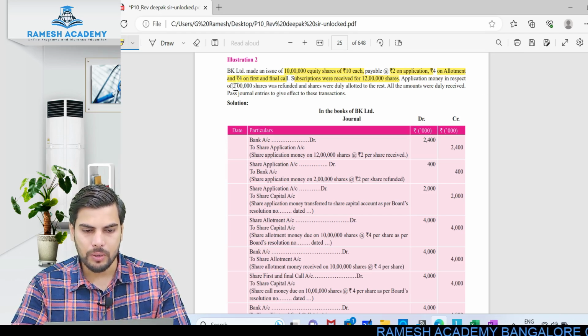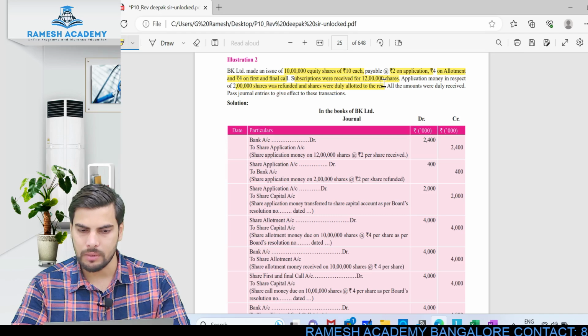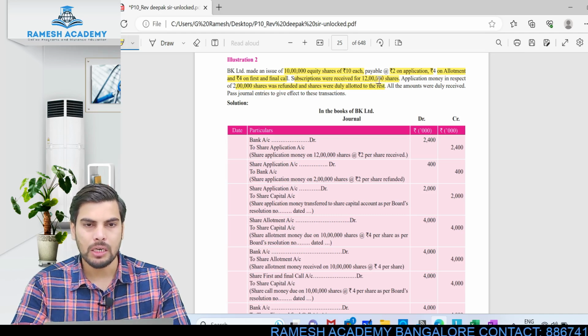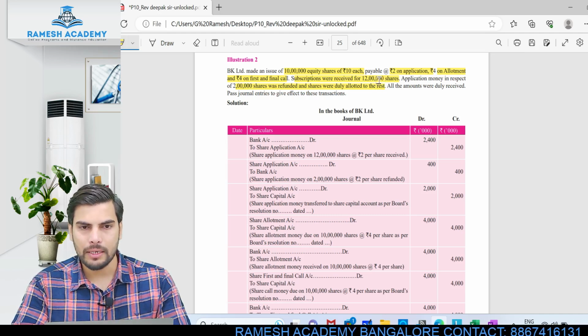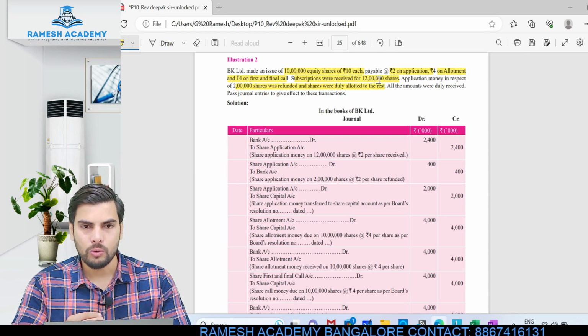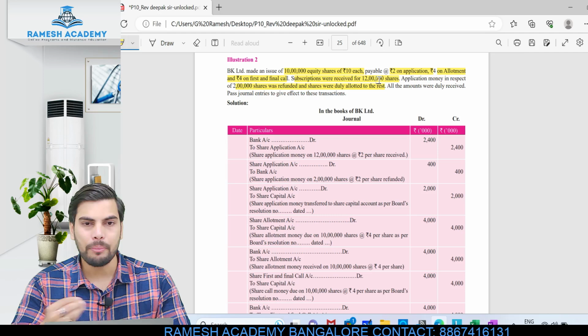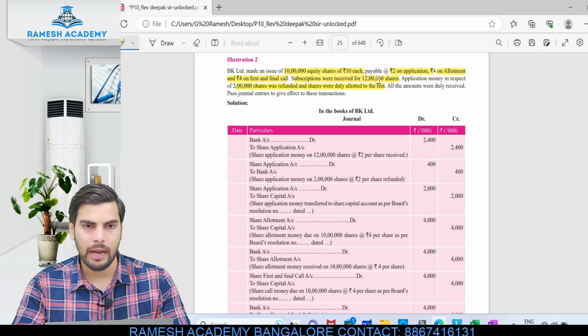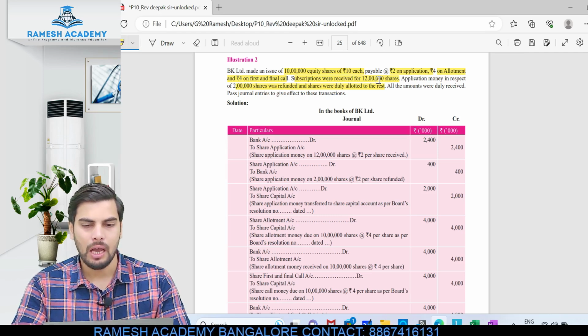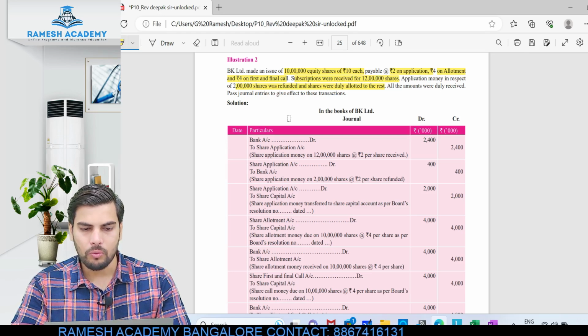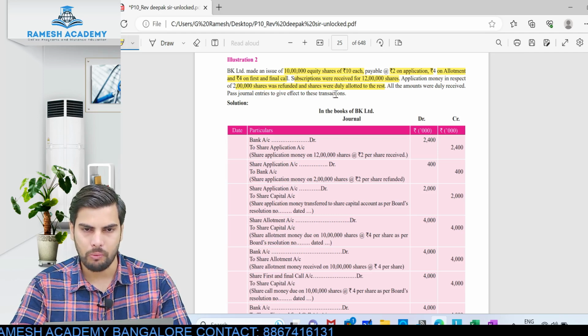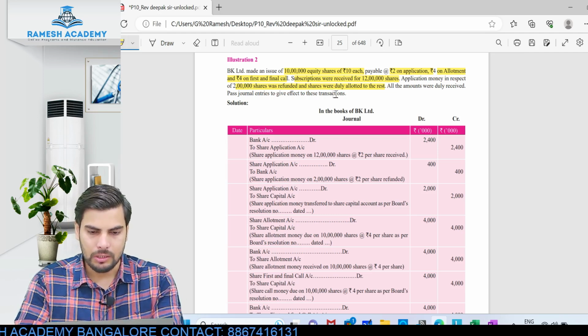Application money in respect of 2 lakh shares was refunded, and the shares were duly allotted to the rest. So out of these 12 lakh shares, 2 lakh shares are the excess shares. To the extent of these 2 lakh shares, I'm refunding the excess application money, and to the extent of the balance 10 lakh shares, I'm allotting it. All the amount was duly received. Pass the journal entries to give effect to these transactions. Very simple illustration. Let's just go through it.